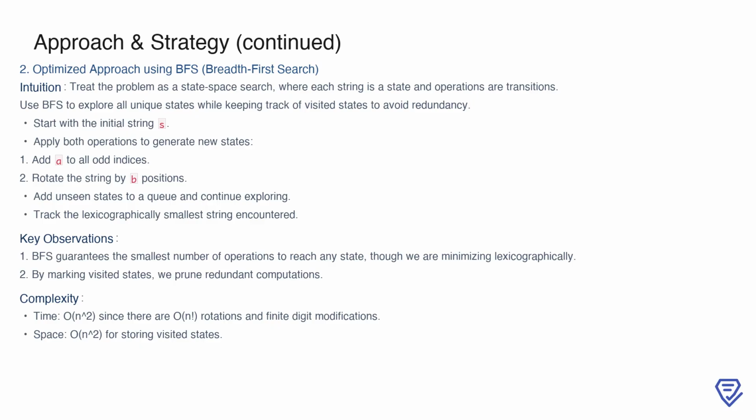For each newly generated state, if it hasn't been visited before, it is added to a queue for further exploration. During this process, we track the lexicographically smallest string encountered. BFS is particularly effective here because it avoids redundant computations by marking visited states, ensuring that each state is only processed once. While the smallest number of operations isn't our primary goal, BFS naturally lends itself to systematic exploration, making it a practical and efficient choice for this problem.